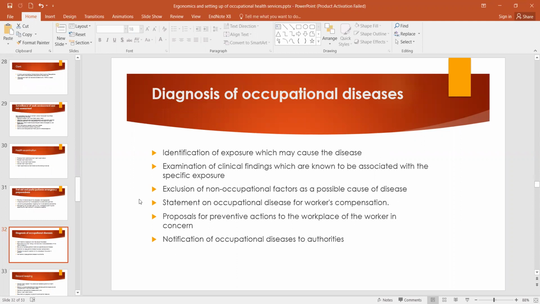Diagnosis of occupational disease is the most important in basic occupational health services. You must identify the exposure which may cause the disease, examine clinical findings which are known to be associated with the specific exposure, exclude non-occupational factors as a possible cause of disease, make a statement on occupational disease for workers' compensation, propose preventive action for the workplace of the worker concerned, and notify the occupational disease to the authorities.